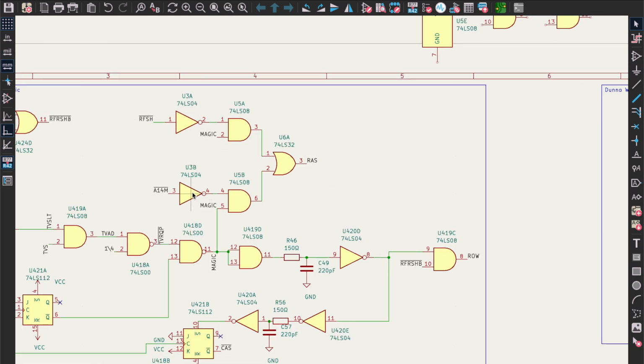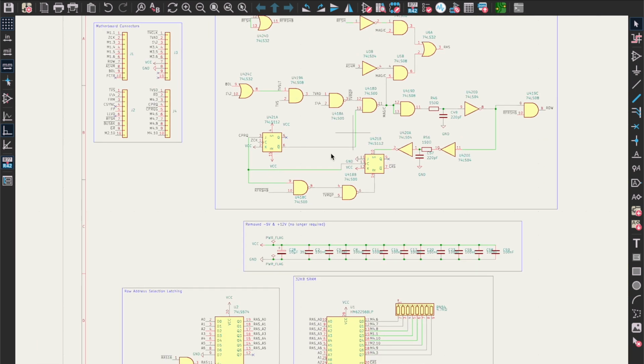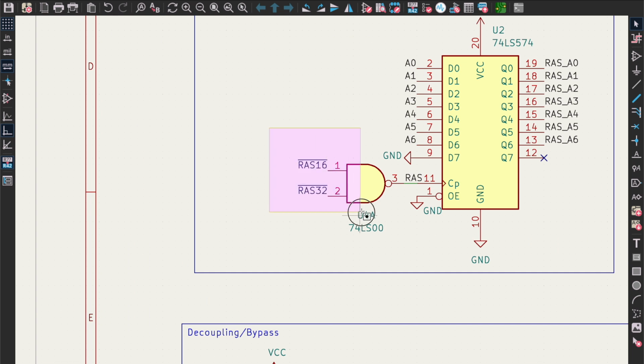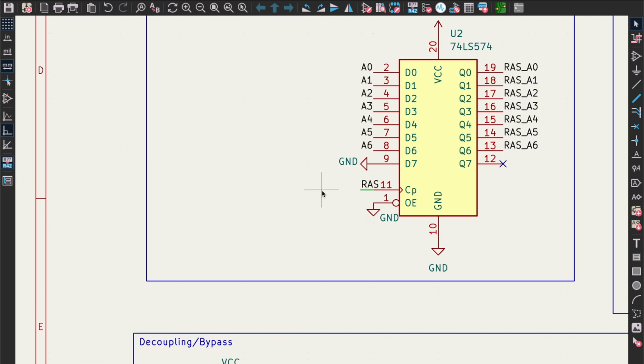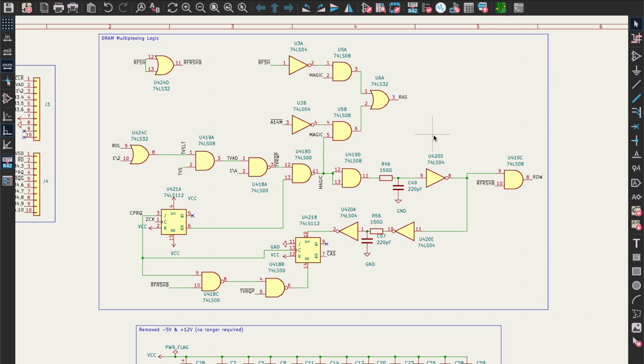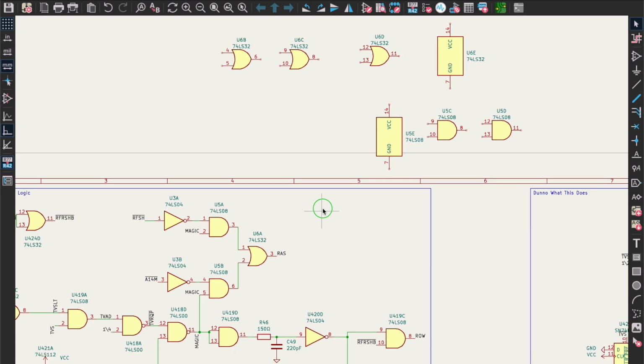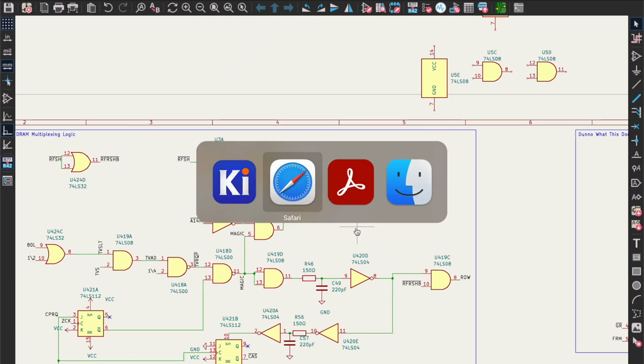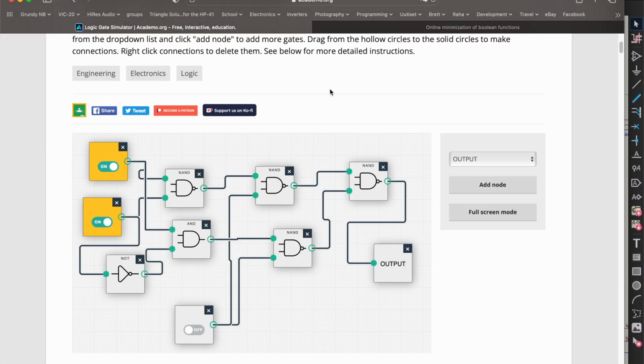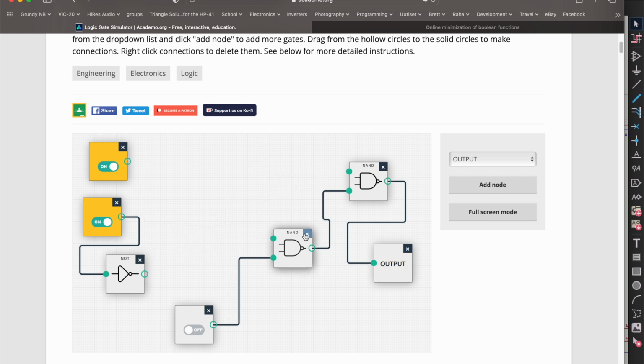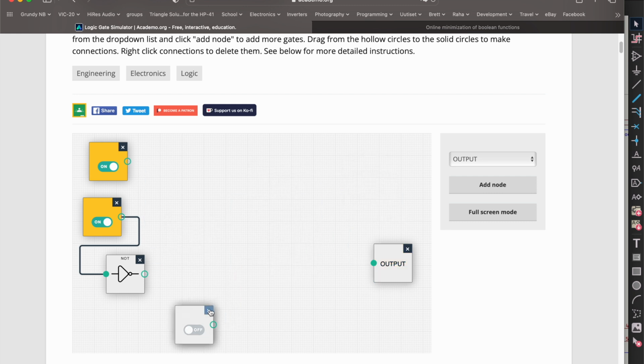Refresh, A14, magic, going out to RAS. So down here, I can then get rid of this gate as well. And then we've just got RAS going in like that. So we can try, let's go back here. Can we just delete all these? Delete. All right, let's just see if we get similar behavior. That'll be magic down there.